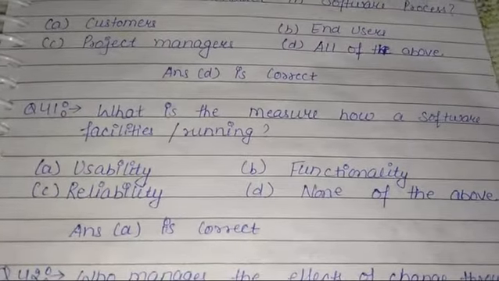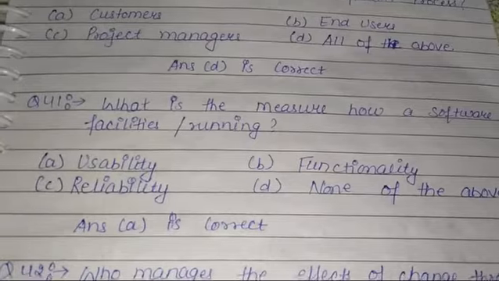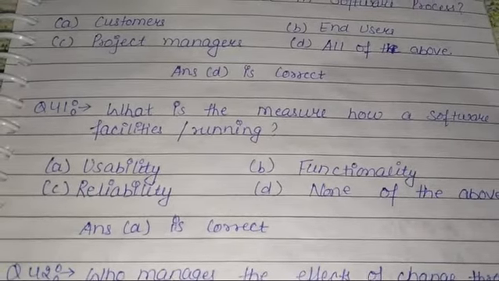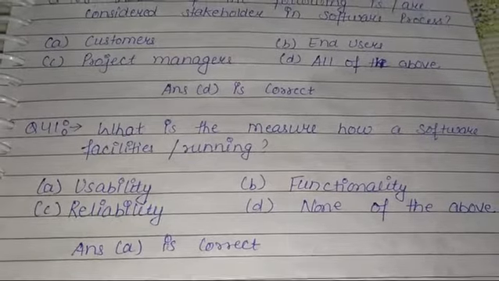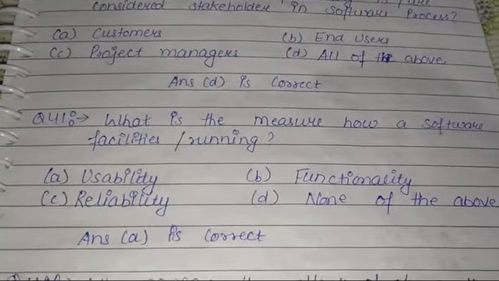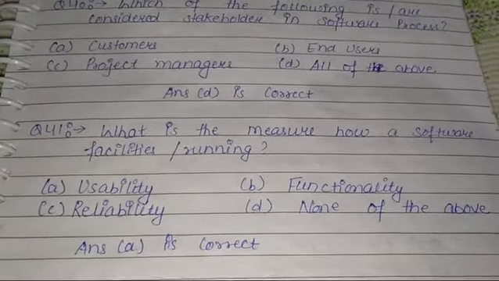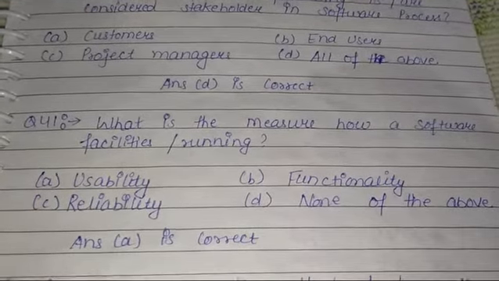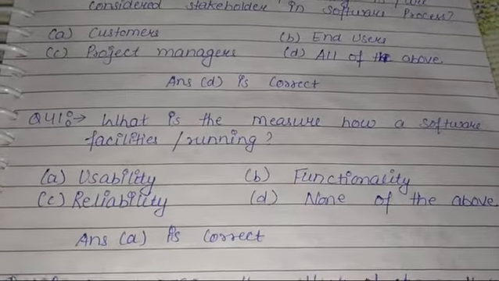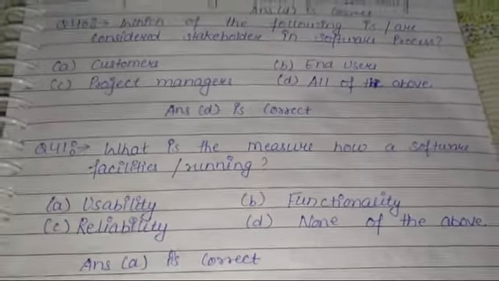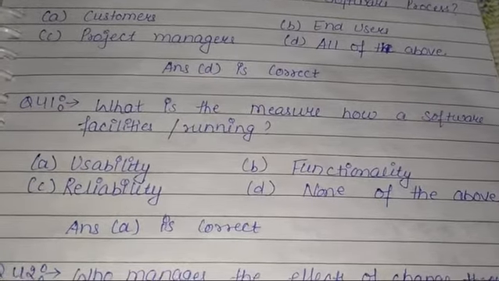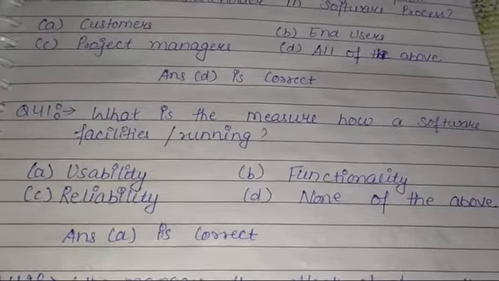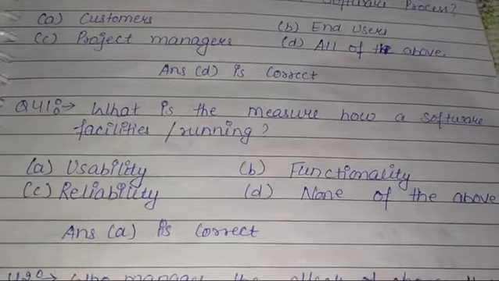Question 41. What is the measure of how a software is running? Means how we measure how the software is actually performing. Okay. A. Usability. B. Functionality. C. Reliability. D. None of the above. So A. Usability. By using it day by day, we get to know how the software is running, how the software is functioning or facilitates.